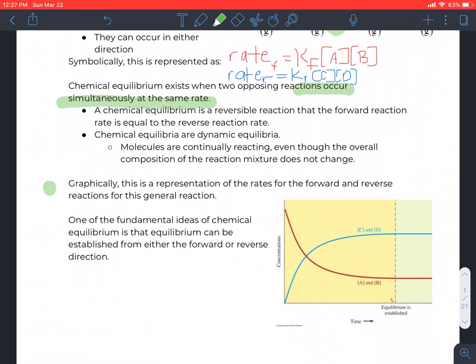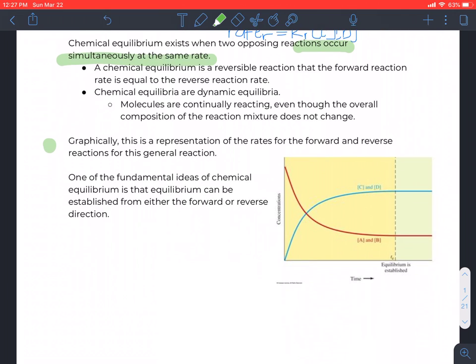Now, graphically, this is something you'll want to pay attention to. This is a representation of the rates of the forward and the reverse. If you think about the very beginning, the concentration of A and B is going to be really high. As these decrease, C and D are also forming. At some point, these two are going to plateau. You can see here A and B plateau, we go to that straight line, and C and D form. That means that equilibrium has been established. No more products are being produced while no more reactants are being consumed, and vice versa.